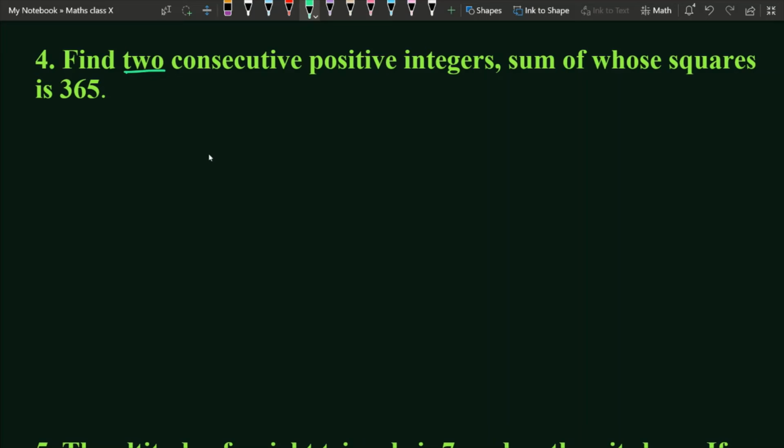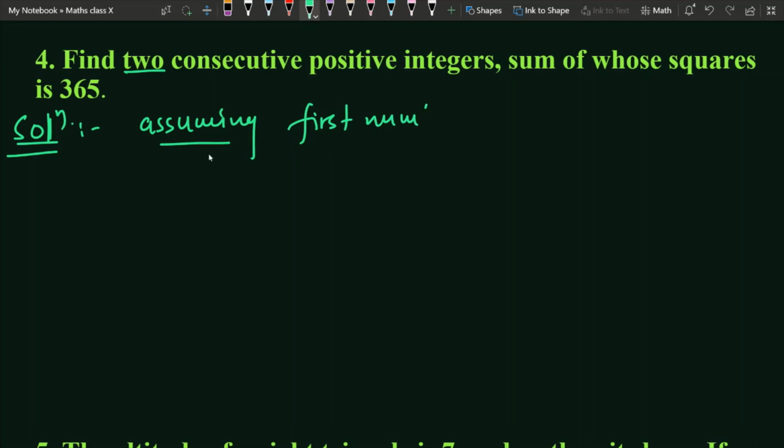Consecutive positive integers. Solution. Now, in the last video, I have told you what consecutive integers are. Consecutive means one after another. If the difference of two numbers is one, they are consecutive integers. So let us assume the first number to be x. So what will be the second number? Because they are consecutive, the second number will be x plus 1.